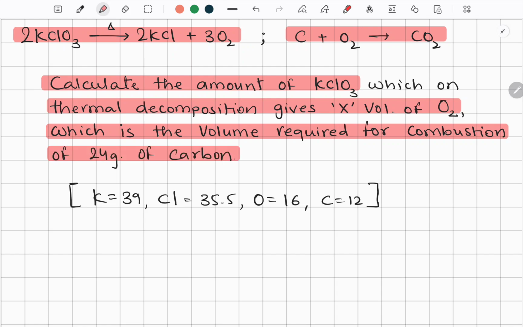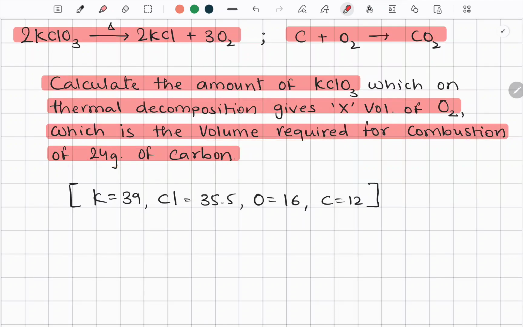Now let's understand this question. They are asking us to calculate the amount of KClO3 which on thermal decomposition will give X volume of oxygen, and this X volume of oxygen is nothing but the volume required for combustion of 24 gram of carbon.